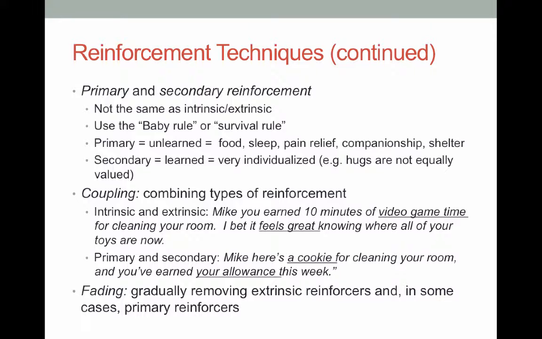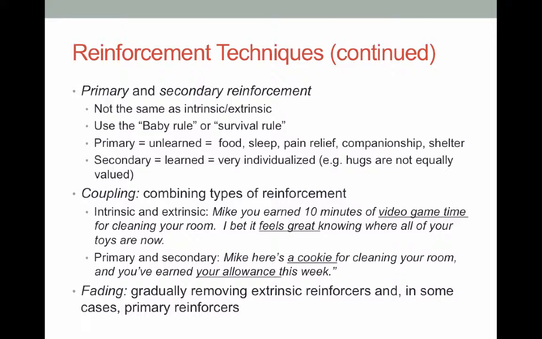Now we're going to take these ideas of primary and secondary and intrinsic and extrinsic and take them a little bit further. We're going to use them in combination. And when we do that, that's called coupling. It makes sense, right? Taking something and putting it in a pair with something else. So we combine those types of reinforcement so that they have a sustainable positive effect on somebody. Intrinsic and extrinsic are usually what we think about combining because we want people to do what we call internalization. We want them to become less and less dependent on the external rewards and more dependent on the internal feelings that come from doing the desired behavior. We want them to need us less, in other words.